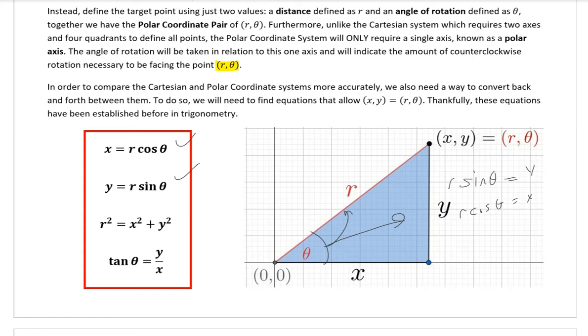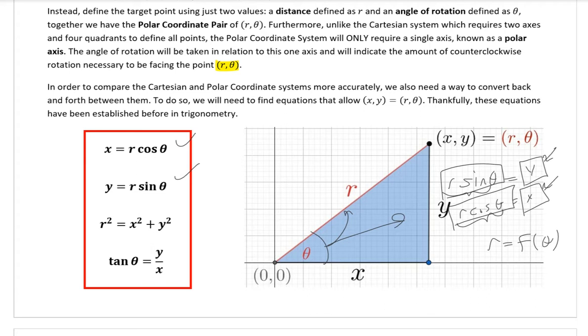This is helpful because now I've defined each coordinate, x and y, in terms of r and theta. This will be useful when I'm taking Cartesian equations and I'm trying to convert them into polar equations. I can replace any instance of y with r sine theta, and I can replace any instance of x with r cosine theta, and then try to get r by itself. We're typically looking for r equals a function of theta.